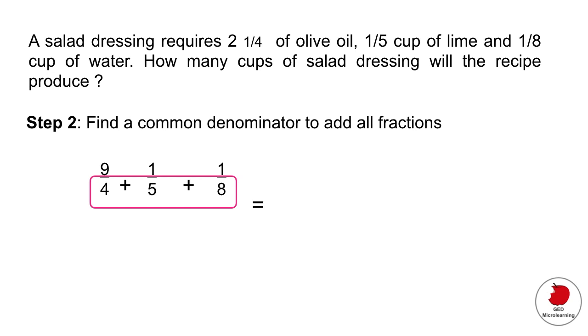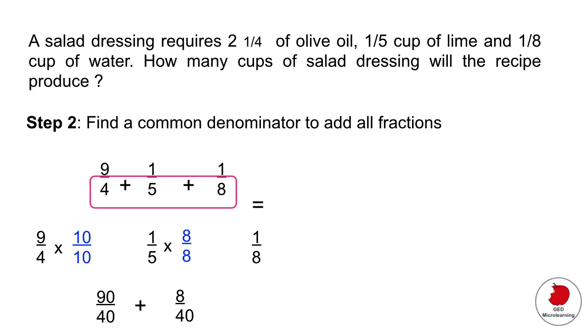So we're going to make all these fractions have the same denominator, which is 40. What do we have to multiply this by to have a 40 at the bottom? 10, right? So we multiply this fraction by 10 over 10, and that gives us 90 over 40. We do the same thing with 1/5. What do we do to get 40 at the bottom? Multiply by 8, so multiplying by 8 over 8 gives you 8 over 40. And same thing with 1/8: you multiply by 5 over 5, which gives you 5 over 40.